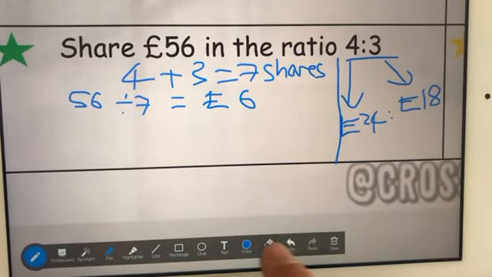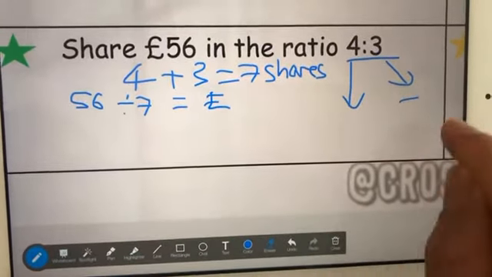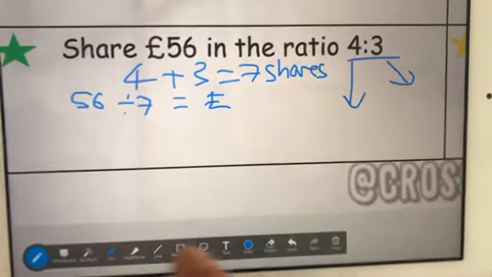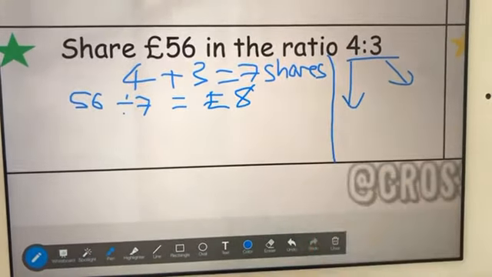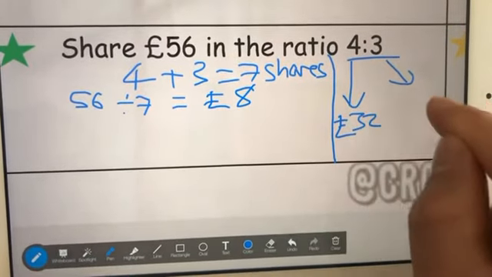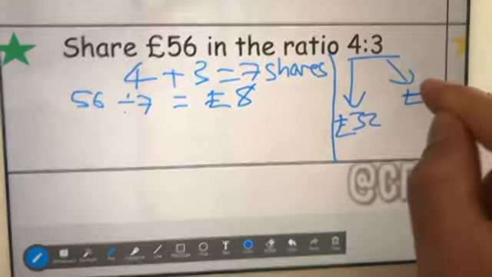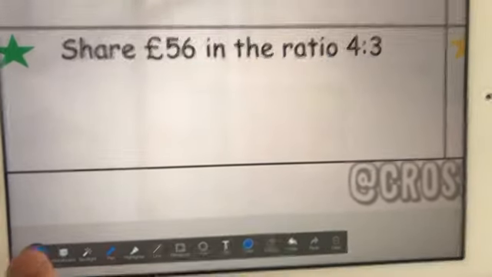Oh no, I did make a mistake there. Bear with me, I made a mistake. Oopsie. We all make them. Okay, 56 divided by 7 is 8, not 6. I don't know why I wrote 6. It's 8. 4 lots of 8 is 32. And 3 lots of 8 is 24. Okay, try that again. Right then, that's worth 3 points.